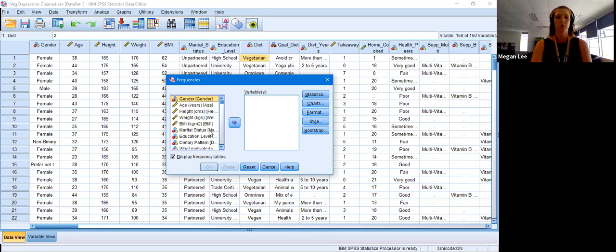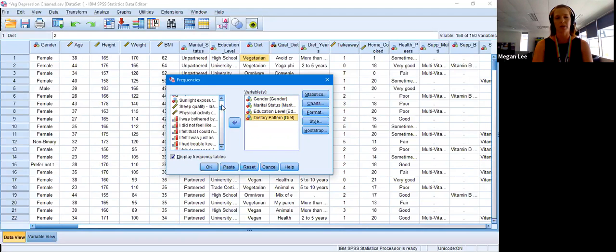So we want to look at gender, marital status, and education level. We want to look at our dietary patterns, which is our vegans, omnivores, and vegetarians. And I think that's it. I think that's all of our categorical data that we are interested in. Oh no, sunlight exposure is down here. We want to look at that too.